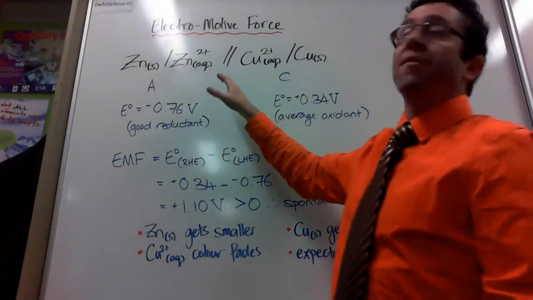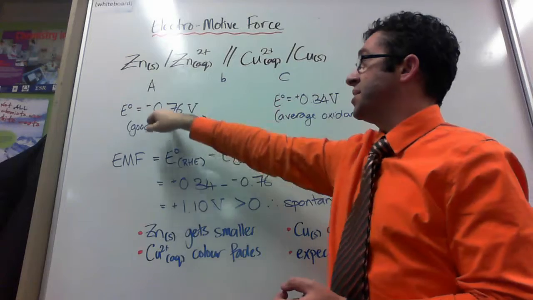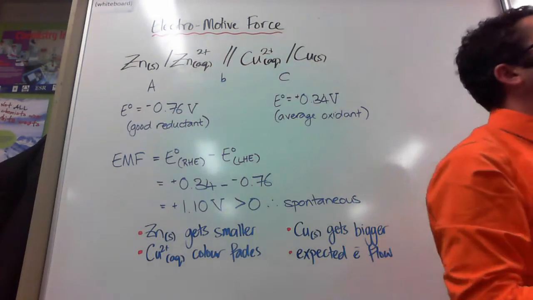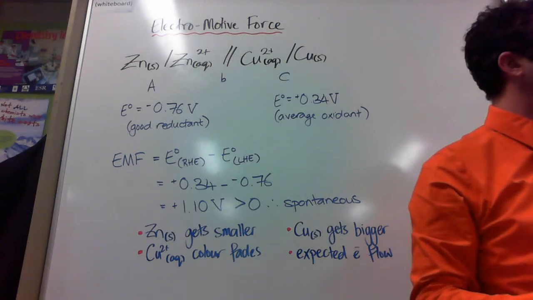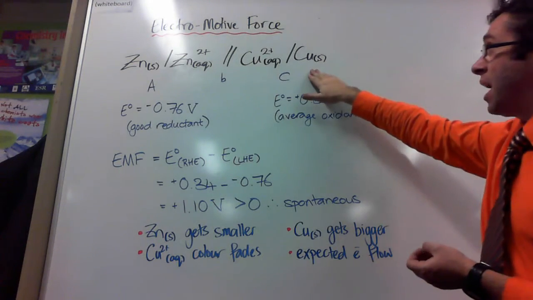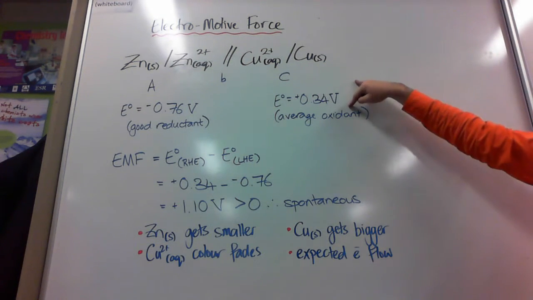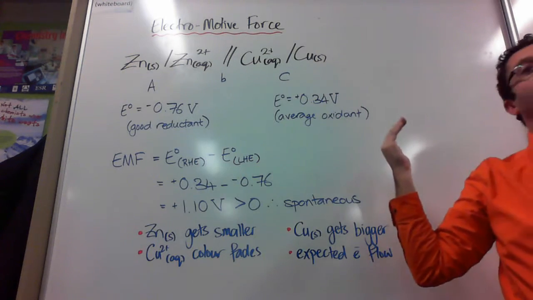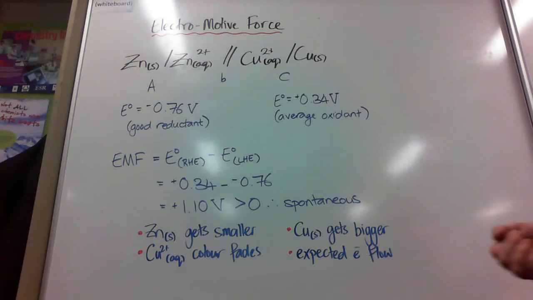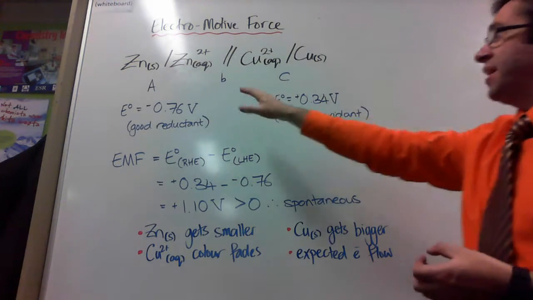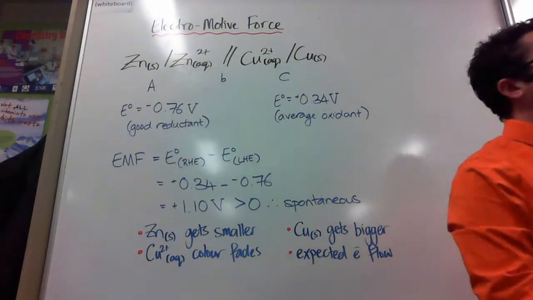If I have a look at a data table, the electrode potential for the zinc half cell is negative 0.76. It's negative, so I know it's a reductant, so it's probably going to go on the left-hand side where oxidation occurs. The copper half cell has a positive value, positive 0.34, so I would guess it goes on the right-hand side because it's an okay oxidant. It's going to undergo reduction. So setting this up: anode, bridge, then cathode. I've got my values, so what do I do with them?